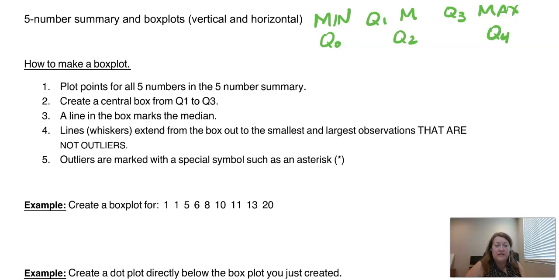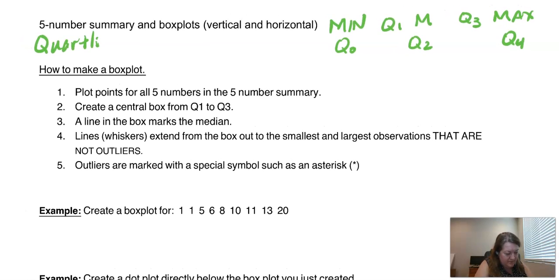So how do we make a box plot? This is a way to show these 5 numbers visually so that people can compare them to other 5 numbers. We're going to plot all the points for the 5-number summary. We'll take those numbers from the previous answer, or they're going to give us new ones. They're going to give us new ones. And then just a reminder about quartiles.